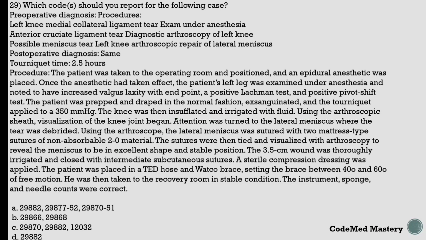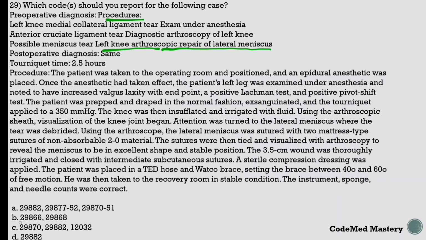This is a big case study question. So first, let us look at the option 29882. Option A, first code. That is for arthroscopy knee surgical with meniscus repair medial or lateral. So let us look at the main terms in the question, what they have mentioned. Check the procedure. They have mentioned left knee arthroscopic repair of lateral meniscus. So that is matching with our code 29882, right?